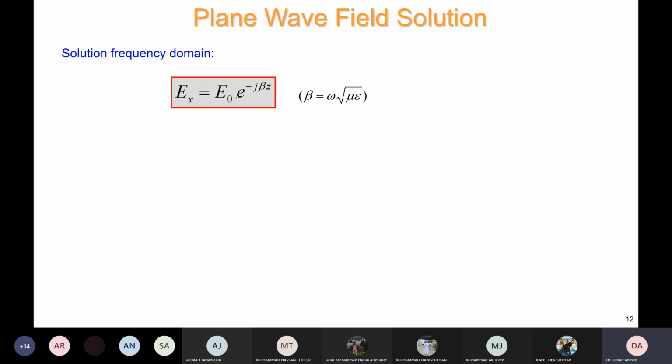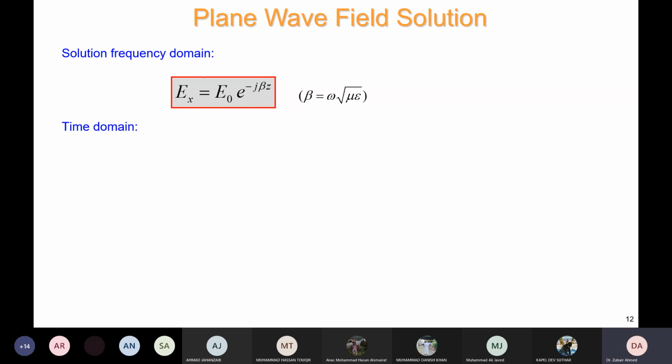So we started with the Maxwell equation in the phasor form. We derived a vector wave equation. Then we took the assumption that the electric field has only an x component, and under the plane wave assumption, we solved the scalar wave equation, and this is the final solution in the frequency or phasor domain: Ex is equal to E naught exponential of minus j beta z.